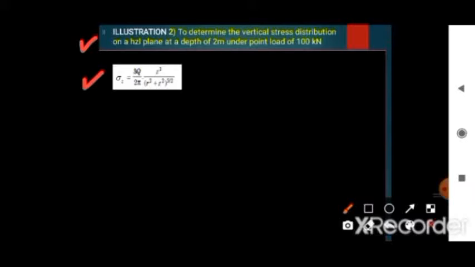For plotting any vertical stress distribution diagram, we have to use the Boussinesq equation. What is that? Sigma z is equal to 3q divided by 2 pi into z cube divided by r square plus z square to the power of 5 by 2.